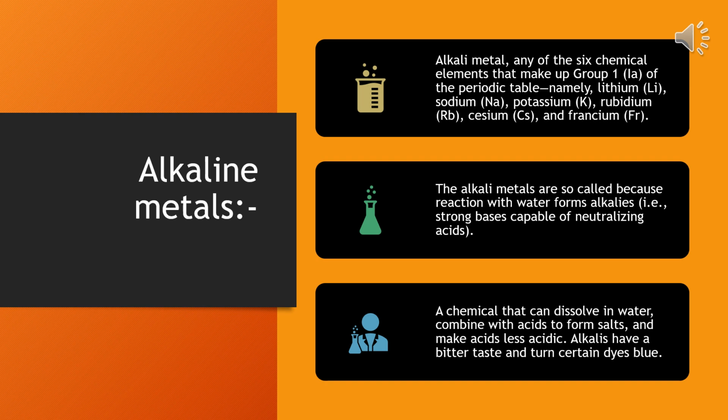Alkali metals. Alkali metal, any of the 6 chemical elements that make up group 1, Ia, of the periodic table, namely, lithium, Li, sodium, Na, potassium, K, rubidium, Rb, cesium, Cs, and francium, Fr.